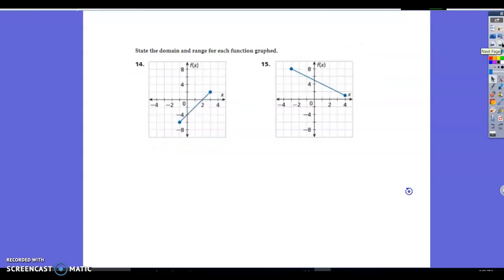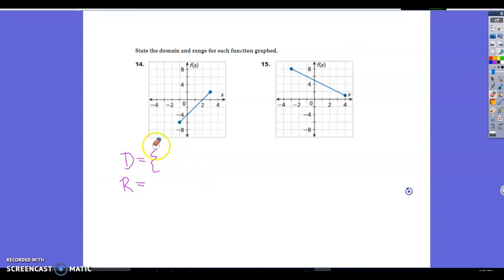State the domain and range for each function graphed. All right, so we want to state the domain and range. So the domain is all of your x values, and the range can be written in set notation.